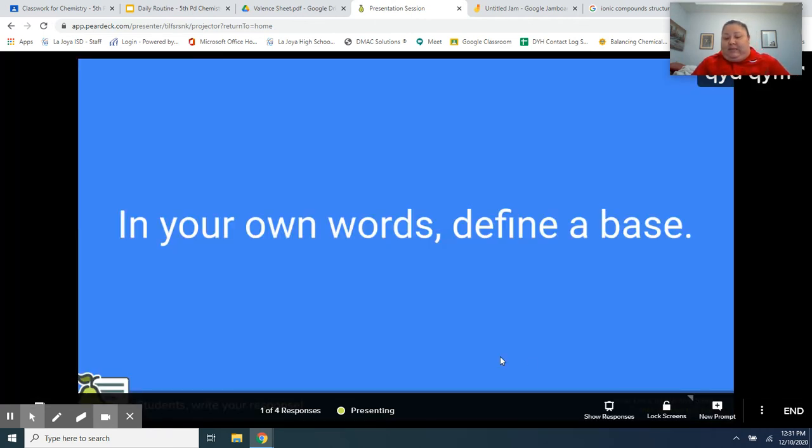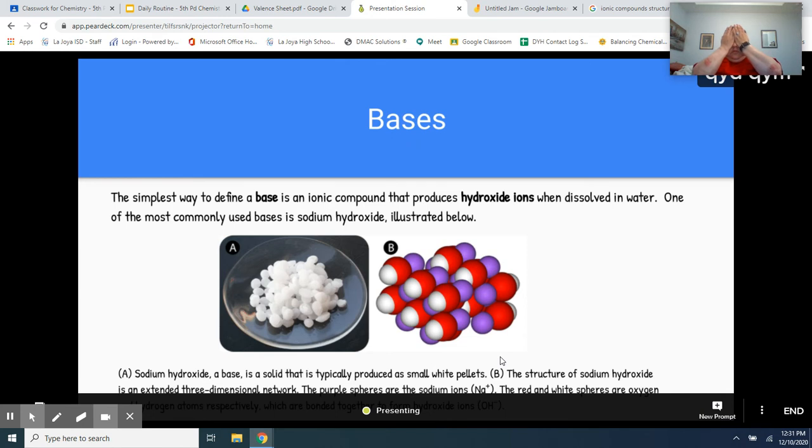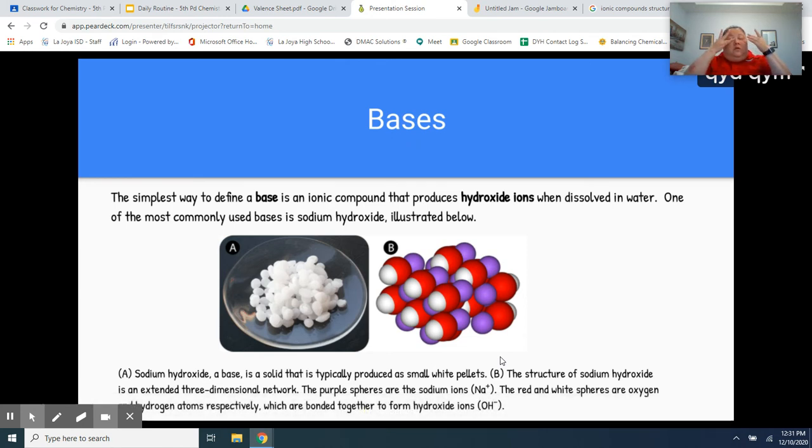What is a base? What is the definition of a base? The simplest way to define a base is an ionic compound that produces hydroxide ions when dissolved in water. One of the most commonly used bases is sodium hydroxide.